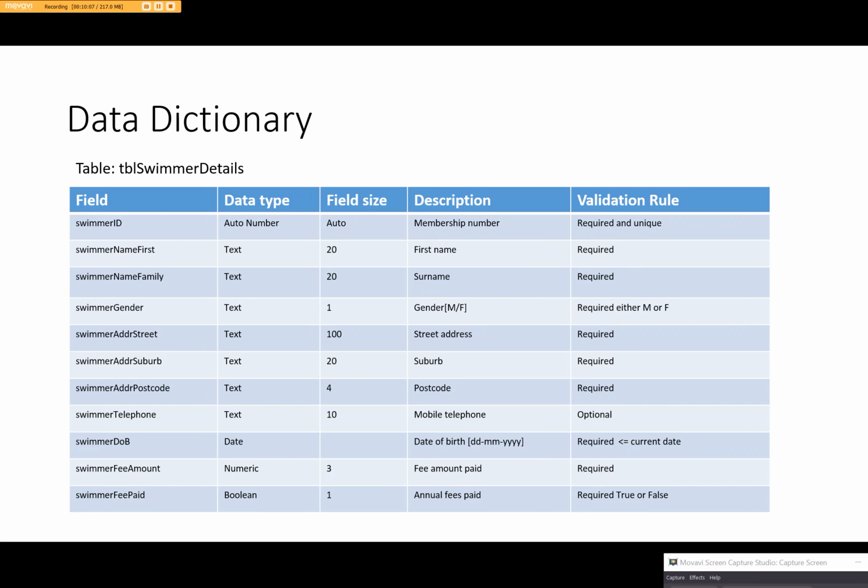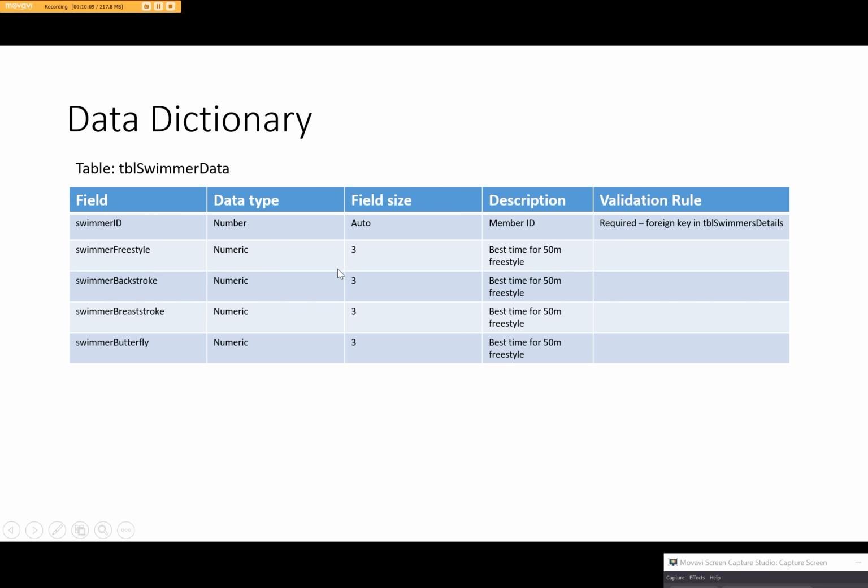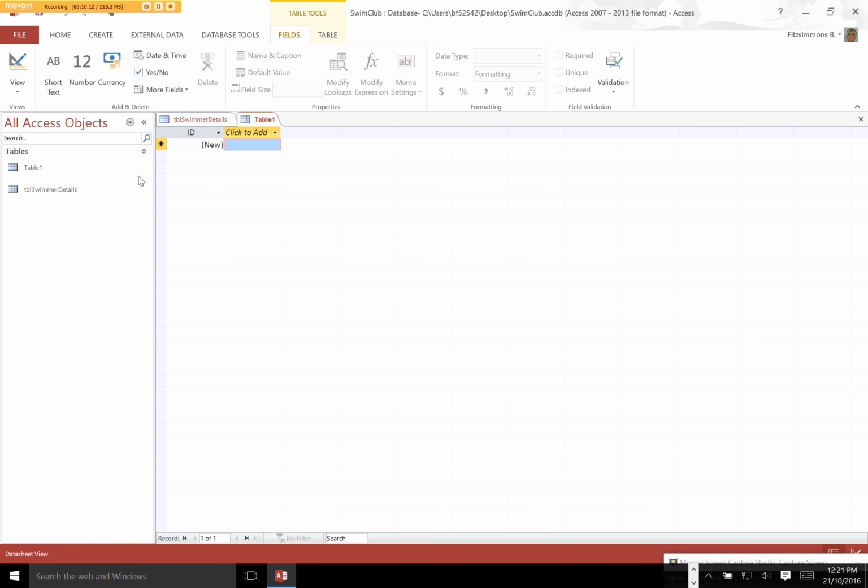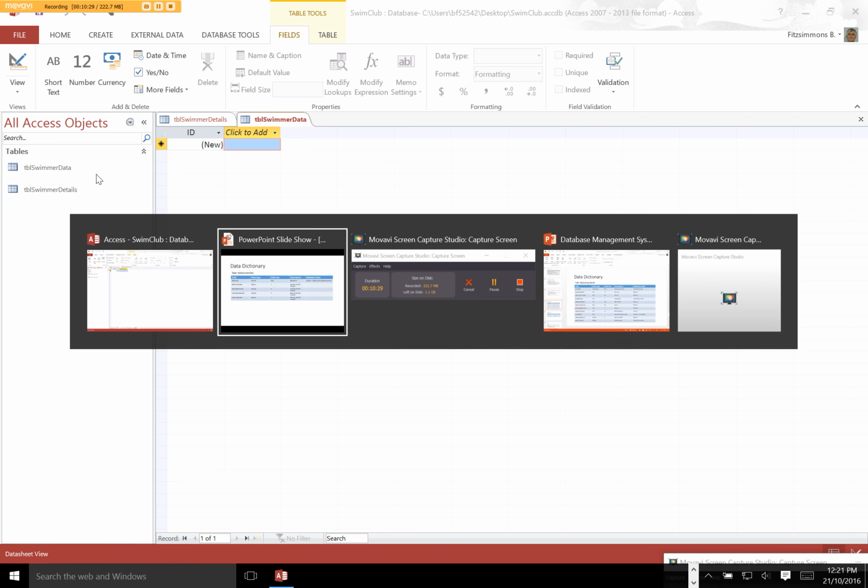And I think the other one we wanted to create was table swimmer data. Okay, so we're going to rename that one. So again, naming convention, TBL swimmer data. And this is going to actually hold the times for a swimmer over a particular event or distance, isn't it?